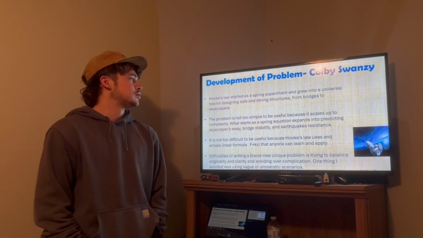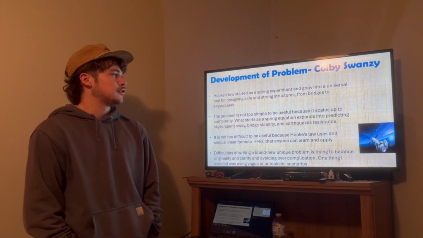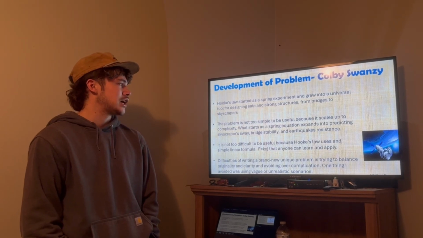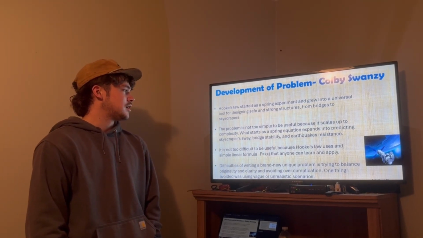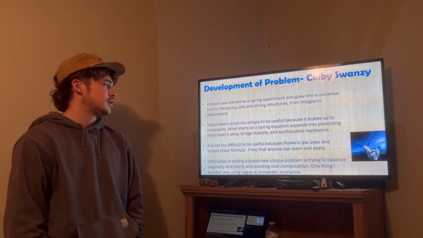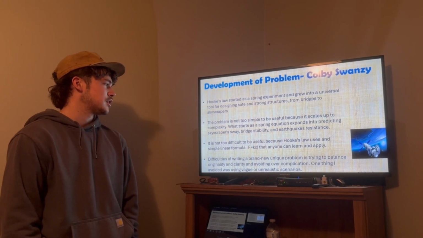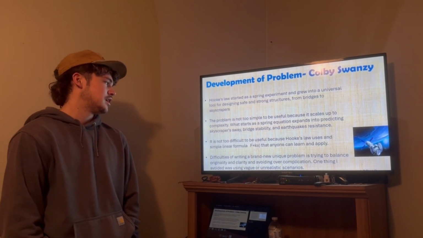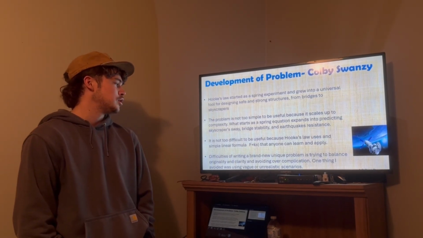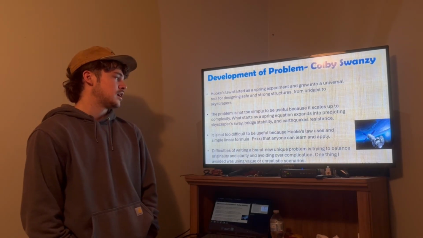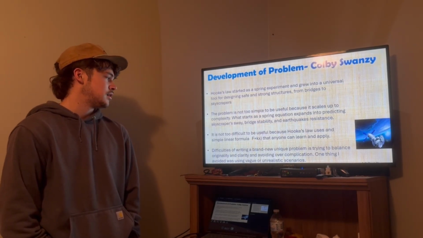Development of problem. Hooke's law started as a spring experiment and grew into a universal tool for designing safe and strong structures from bridges to skyscrapers. The problem is not too simple to be useful because it scales up to complexity. What starts as a spring equation expands into predicting skyscraper sway, bridge survivability, and earthquake resistance. It is not too difficult to be useful because Hooke's law uses a simple linear formula, F equals kx, that anyone can learn and apply.